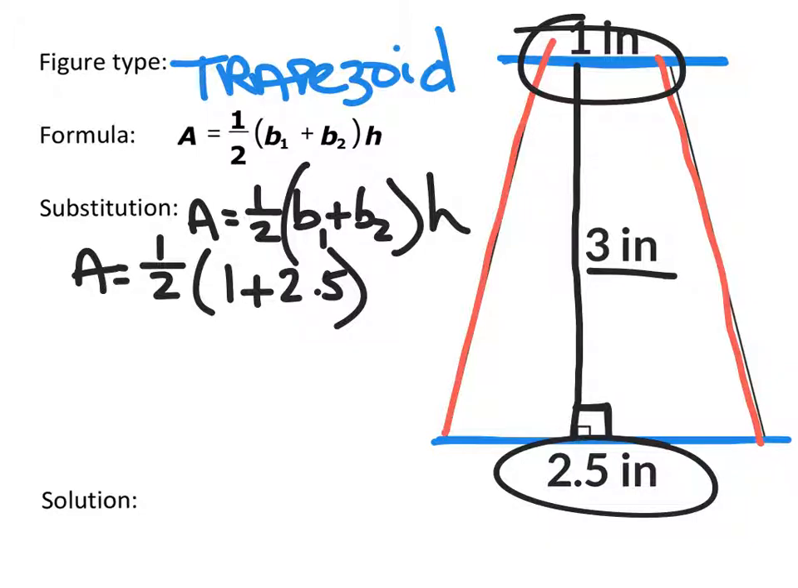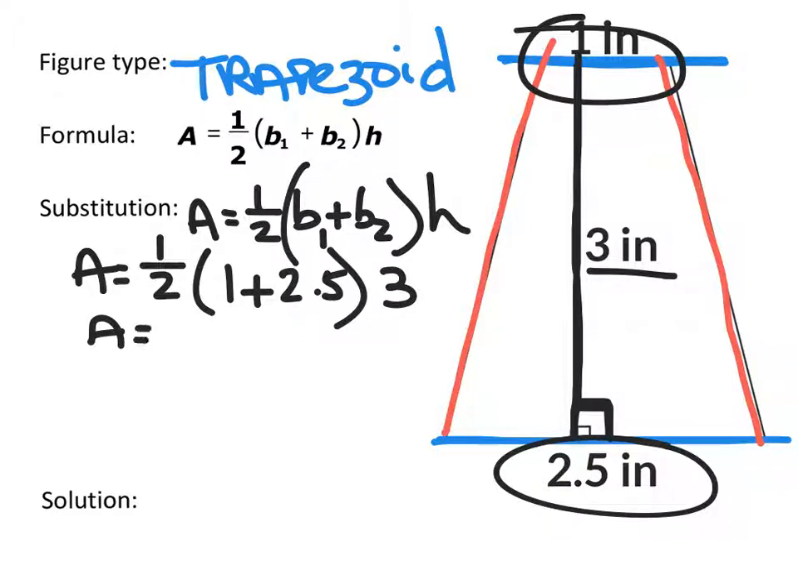These red lines are not heights. Those are sides of the trapezoid. They're not heights because they're not perpendicular to the base. They do not form a 90-degree angle. So the height is 3.